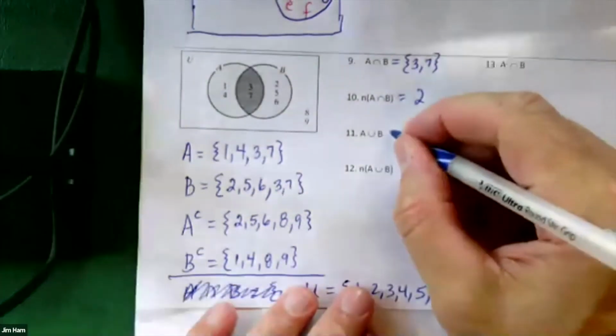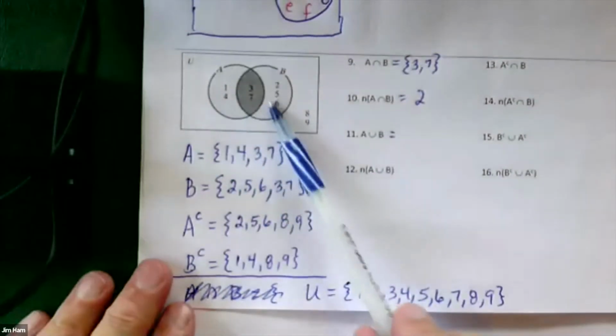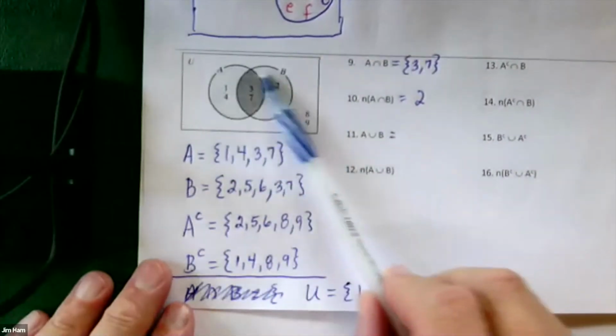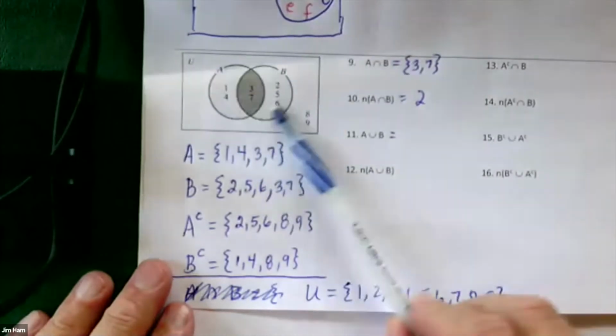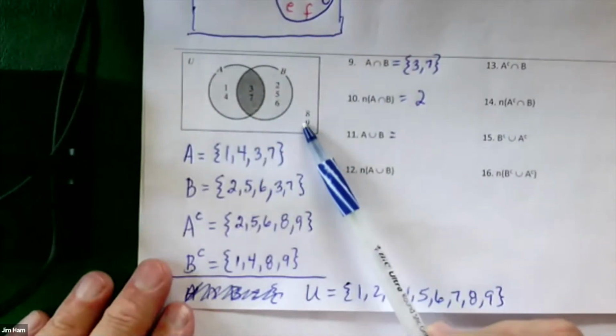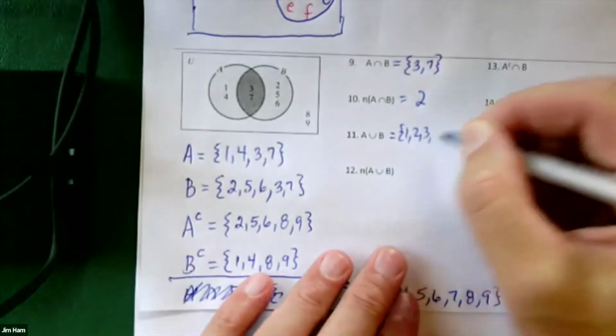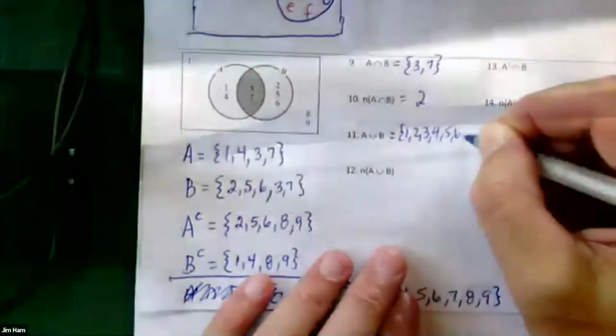Now, for the union, we're going to put all the elements of A and B together. So all of these elements here. It includes everything in the universal set except for the 8 and 9 outside. So this one would be 1, 2, 3, 4, 5, 6, and 7.